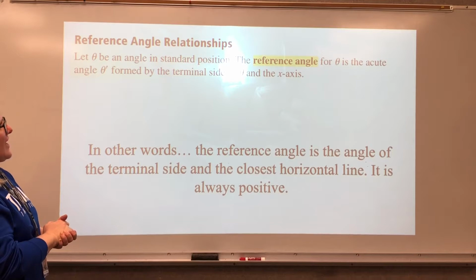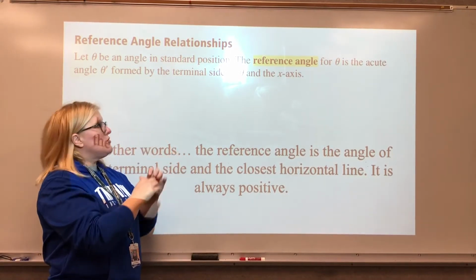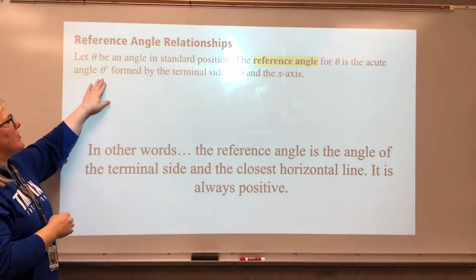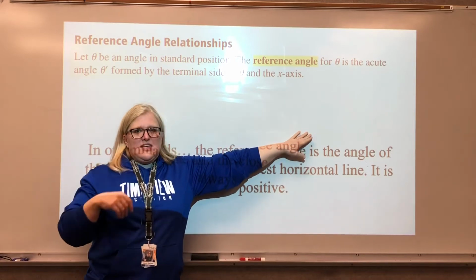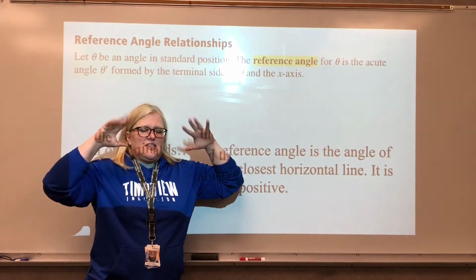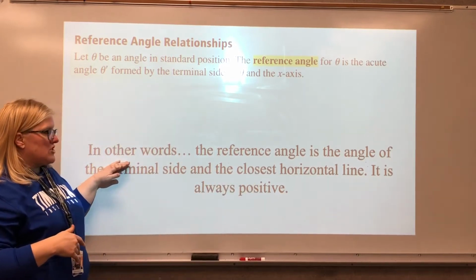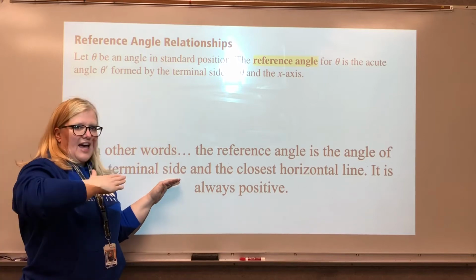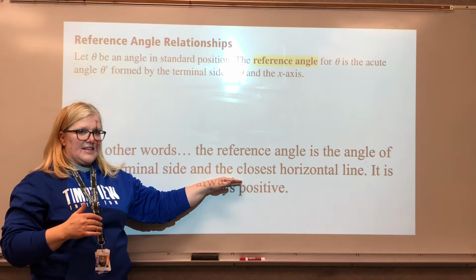Let theta be an angle in standard position. That means that its vertex is on 0, 0. The reference angle for theta is the acute angle theta prime formed by the terminal side of theta and the x-axis. Okay, so that's kind of hard to understand. In other words, the reference angle is the angle of the terminal side, the one that moves, and the closest horizontal line.